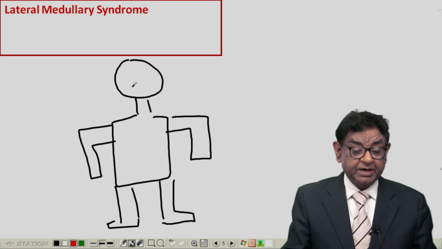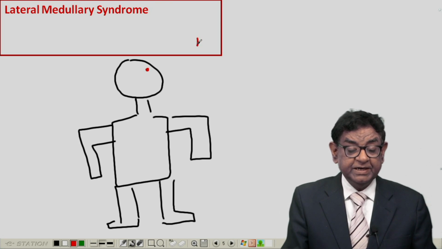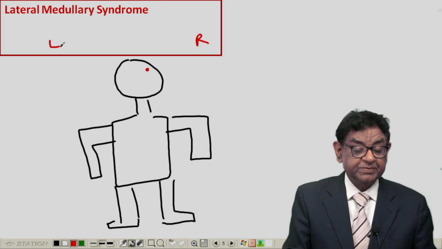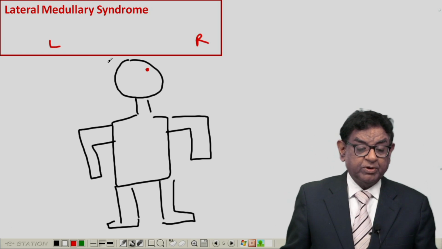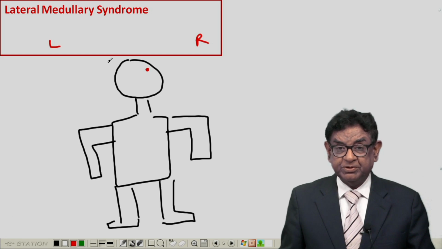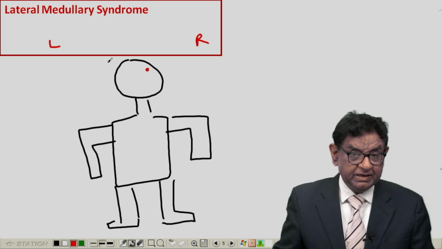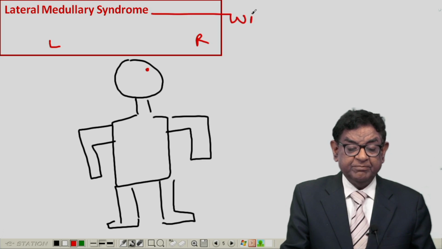Sorry, I am not a very good artist. Well, this is the right side and this is the left side. And remember, in this case we are talking about right lateral medullary syndrome. What I discussed was all lateral medullary syndrome, also known as Wallenberg syndrome.